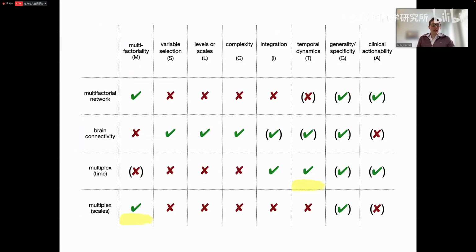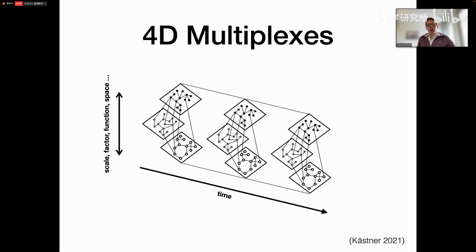First of all, we must notice that while multifactorial multiplexes address the multifactoriality challenge, temporal multiplexes address the temporal dynamics challenge. And my suggestion is to combine these two strategies together and build what I call 4D multiplexes. 4D multiplexes look like this. You have basically the multifactorial multiplex listed over time at different iterations. So you can say it's a temporal version of a 3D multiplex, if you like.